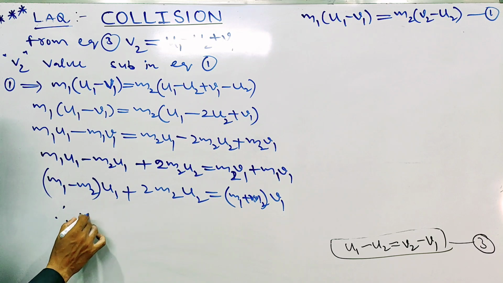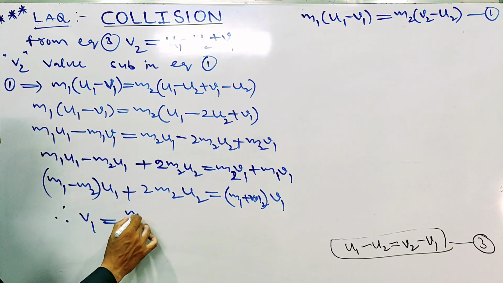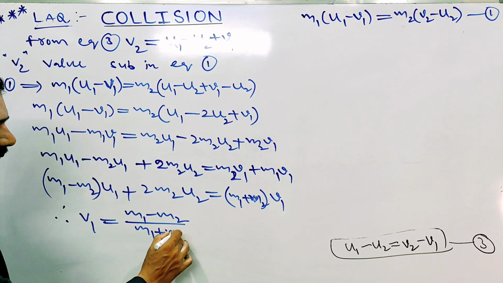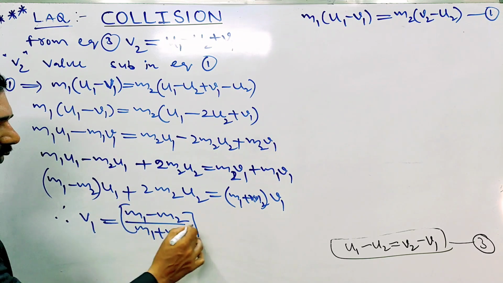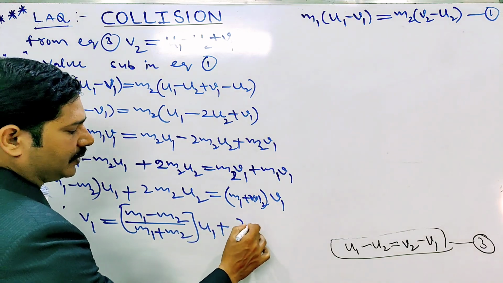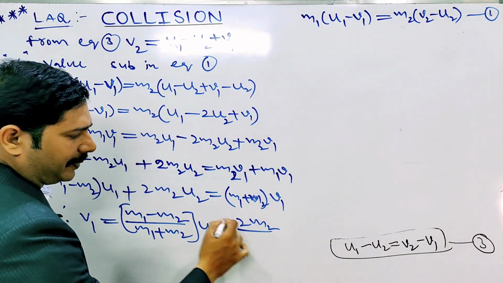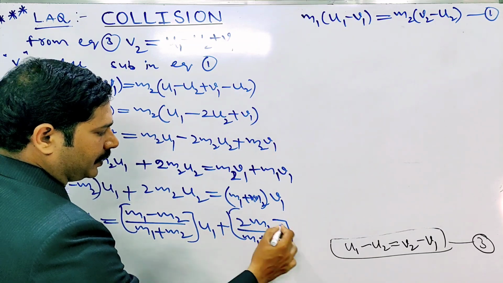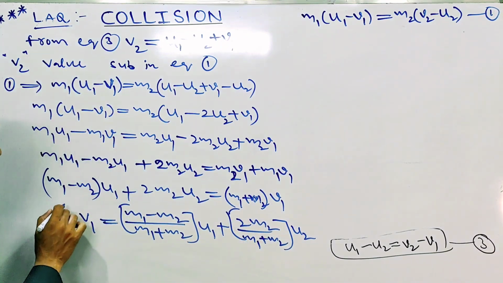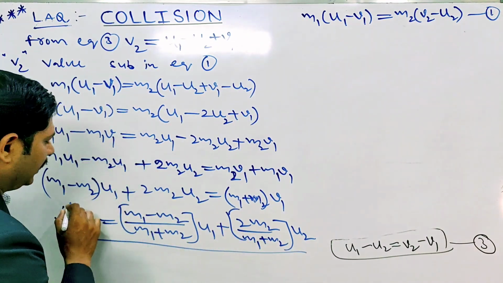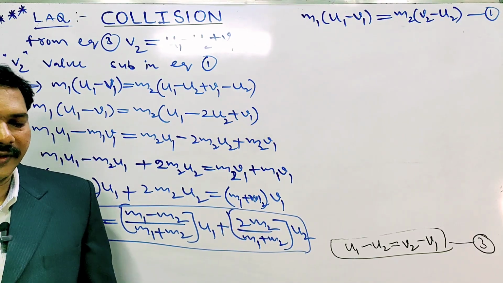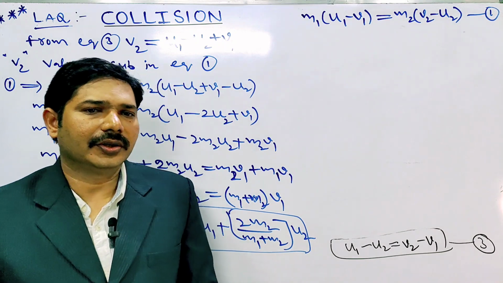Therefore V1 equals M1 minus M2 by M1 plus M2 into U1 plus 2 M2 by M1 plus M2 into U2, bringing this side so it divides. So this is the V1 formula, the derivation of V1, using the third equation. Like that only we have to derive the V1 and V2 formulas.